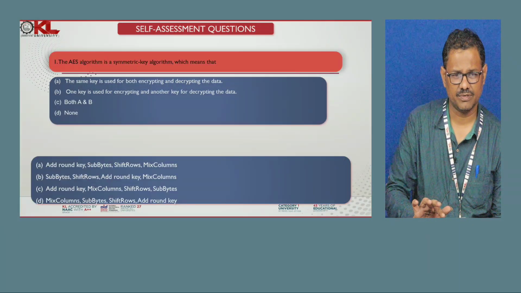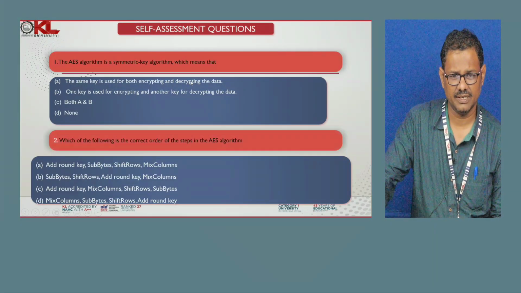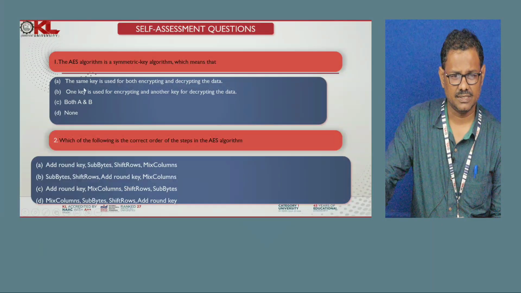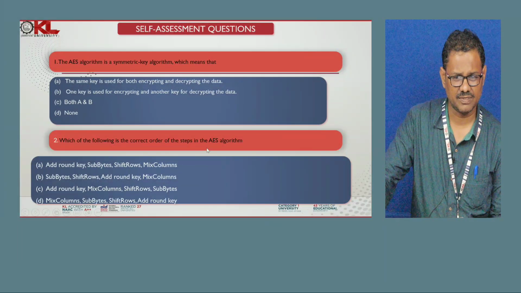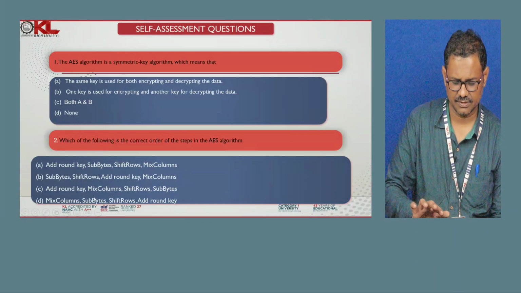These are the self-assessment questions. The AES algorithm is symmetric key, which means that the same key can be used for both encrypting and decrypting the data. One key is used for encrypting, another is used for decrypting the data. The answer is both A and B. Which of the following is the correct order of steps in the AES algorithm? There should be sub byte, shift rows, mix columns, and add round key.